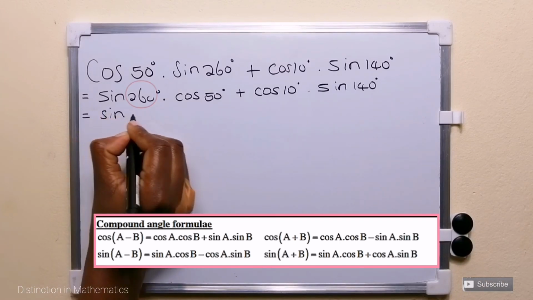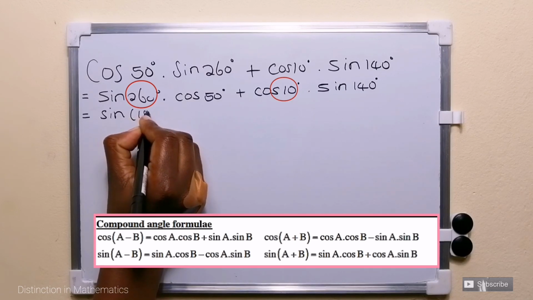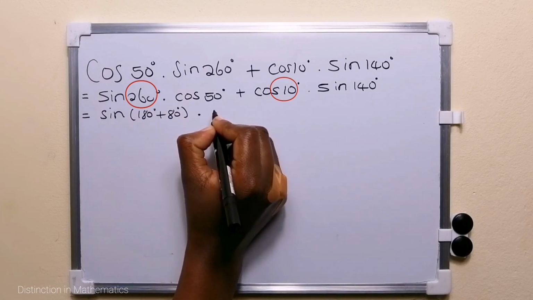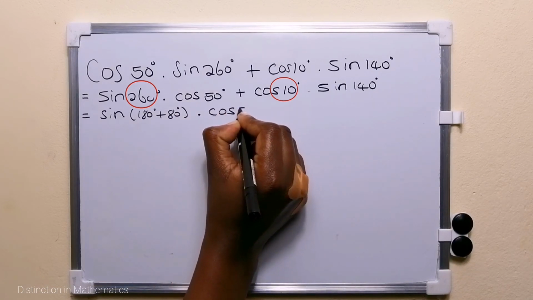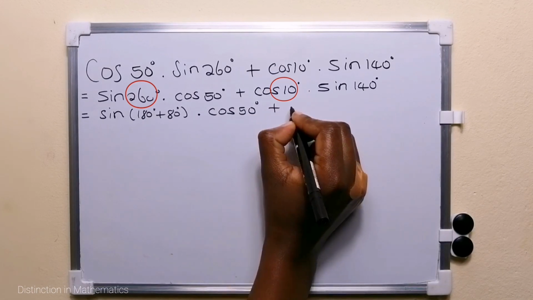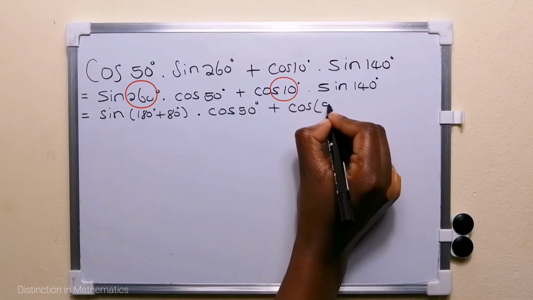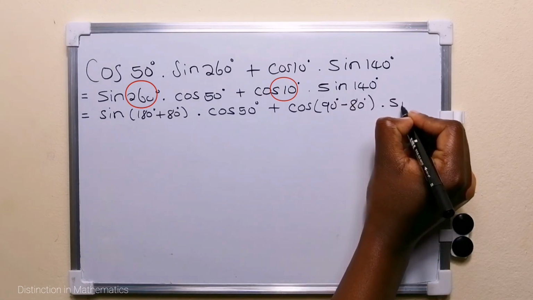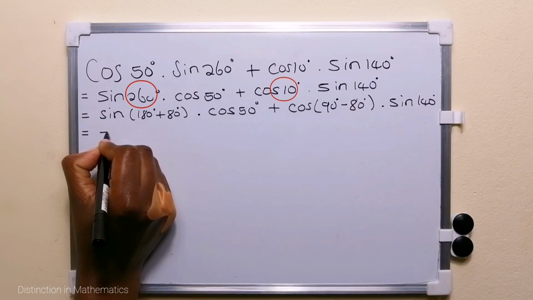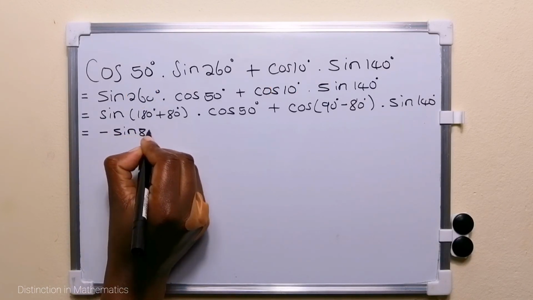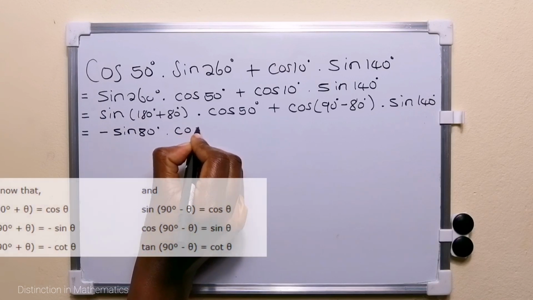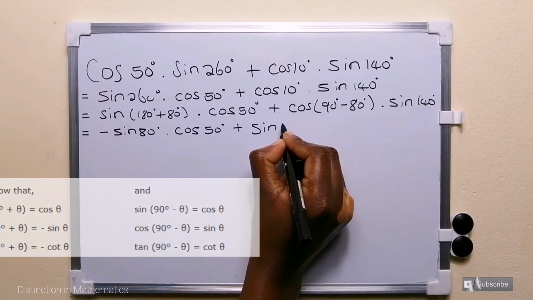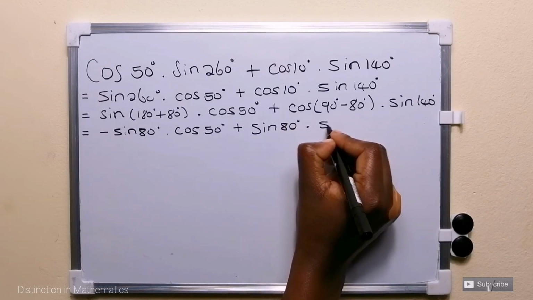And remember, we need to have this angle to look like this angle, and to make these angles looking identical, we can make use of 180 degrees plus 80 degrees. And when you add these two together, they will give you 260 degrees. And on this side, we'll have 90 degrees minus 80 degrees, and 80 degrees will be our identical angles. Sine 180 plus theta gives us a minus sine theta, so we will have a minus sine 80 degrees. Cos 90 minus theta gives us a positive sine theta, so we will have sine 80 degrees, and our sine 140 degrees.